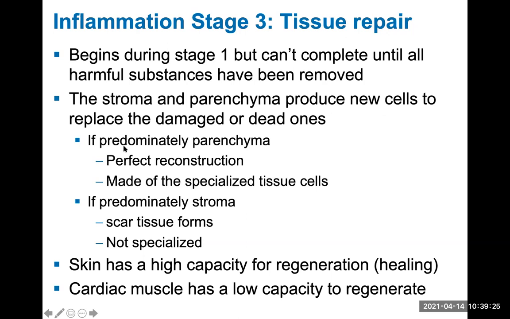Now, if this replacement or production of new cells comes from the parenchyma, then you have a great reconstruction that has all of the function and it'll look the same. And so that's when you don't really get a scar, right? It'll be a perfect resemblance because they'll be made of the same exact cells. If the damage is severe enough, and the stroma do the majority of the replacement, then that's when you get the formation of scar tissue.